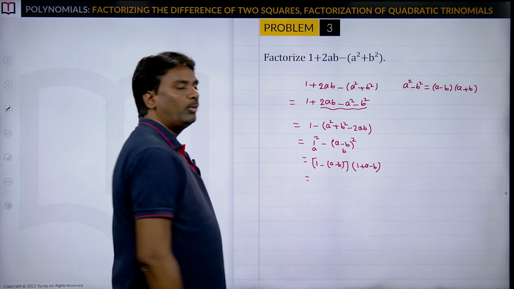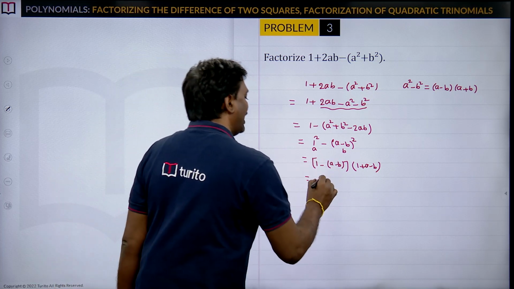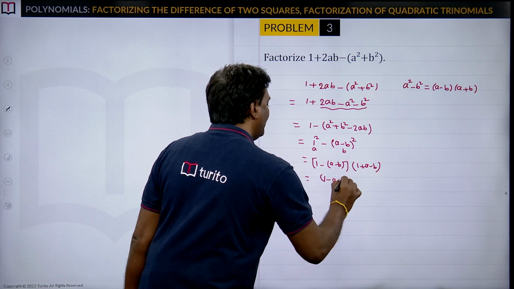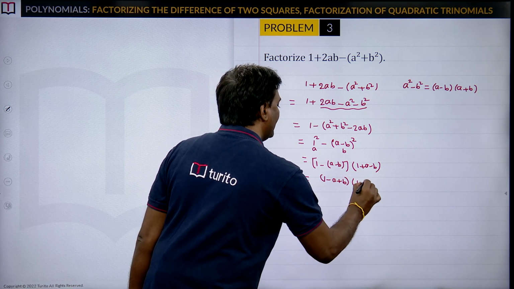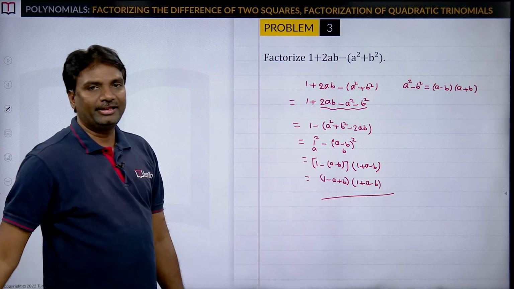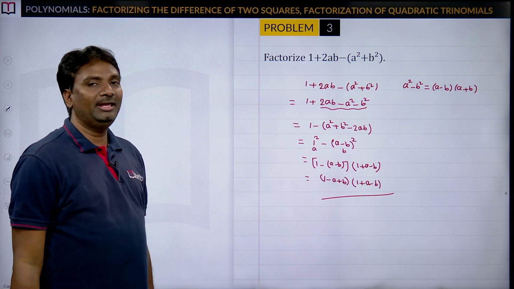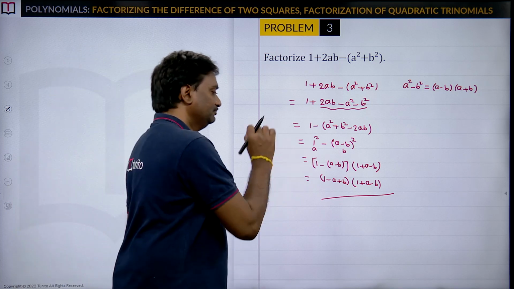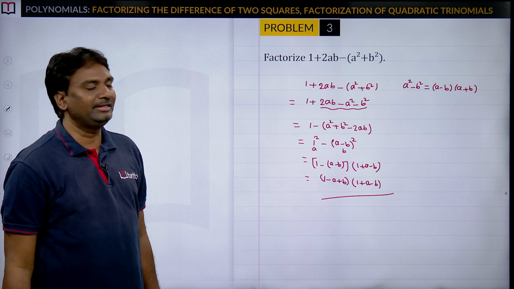So, from this 1 minus a minus b, by expanding minus a minus into minus plus b, 1 minus a plus b. Here you will get 1 plus a minus b. So, we can express the given polynomial 1 plus 2ab minus of a square plus b square as 1 minus a plus b into 1 plus a minus b.